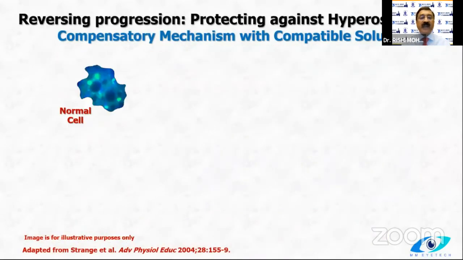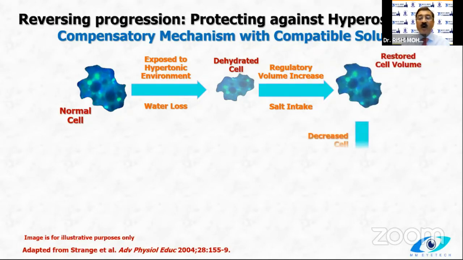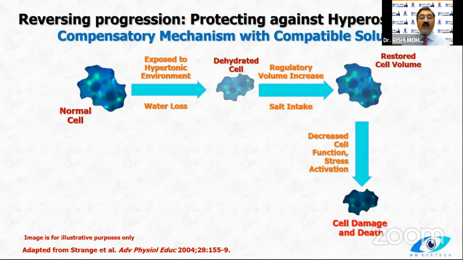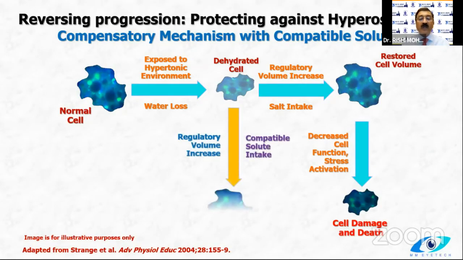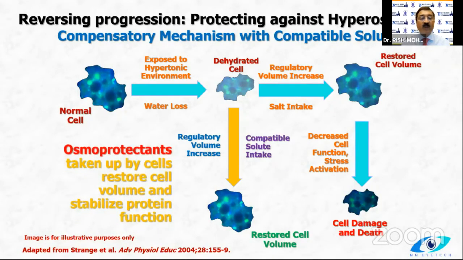So what happens? Can we actually reverse this whole process against hyperosmolarity? Can there be some other compensatory mechanism? Yes, there can be. And we can offer these cells of the corneal and conjunctival epithelium the option to use or import compatible solutes, which leads to a regulatory volume increase because it comes coupled with water, and the restoration of the cell volume happens.